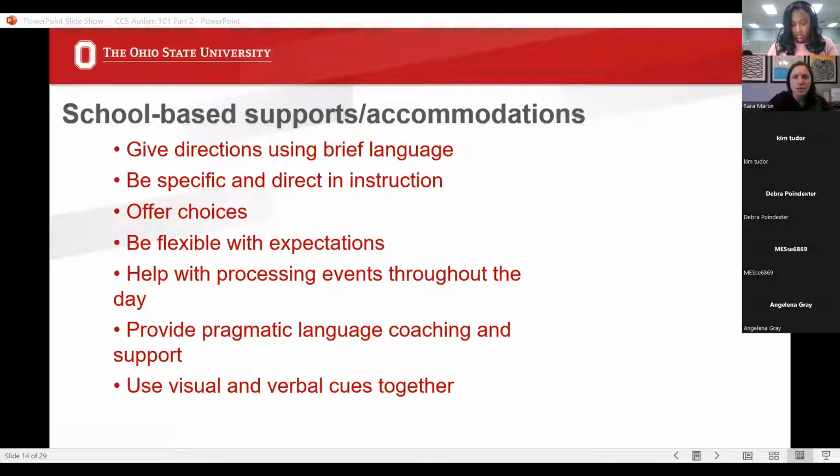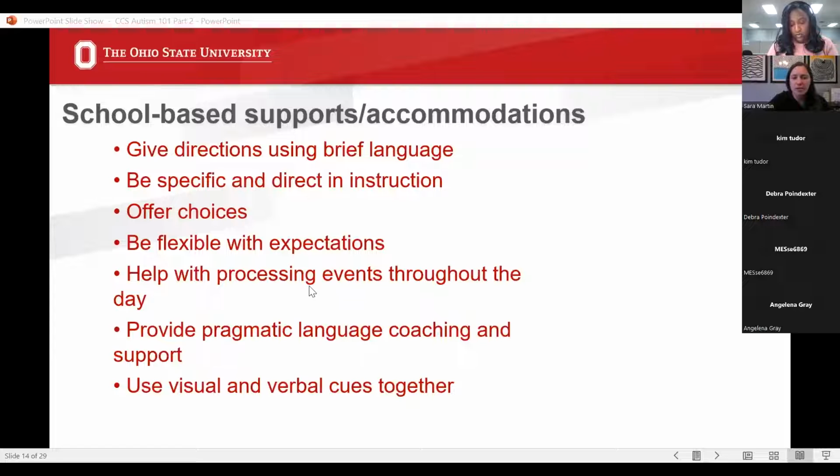A lot of times with students on the autism spectrum, if they are given a choice, they feel like they have a little bit more control over the situation. That goes along with being flexible with expectations. So when you're offering choice, you're already being flexible with what you expect them to do, but also just being flexible with your expectations is key.